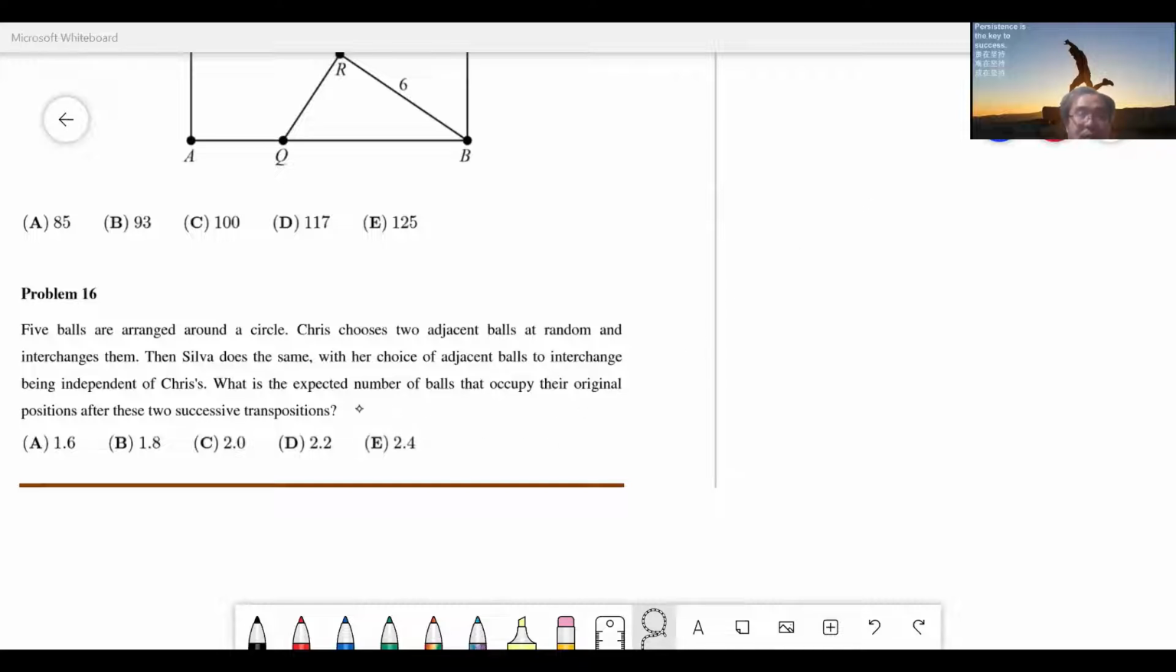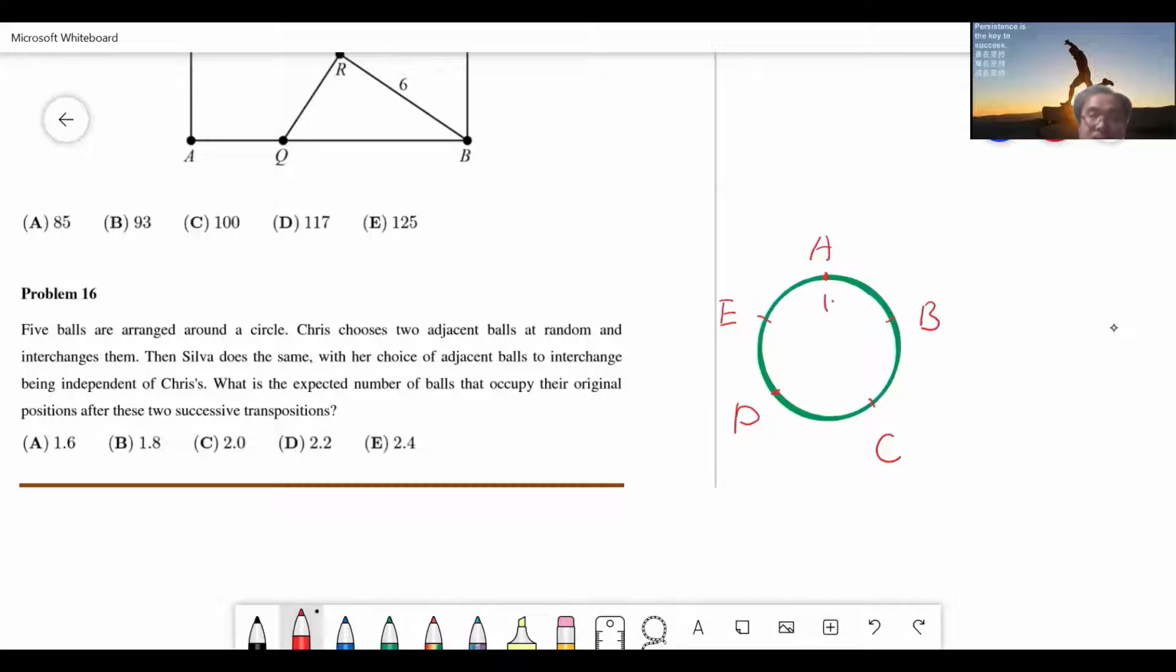Okay, so this is another expected value question. So let's draw a diagram and show each of the cases with their probability and the number of balls that remain in their positions. Let's see, these are 5 balls we call A, B, C, D, E. They are located in position 1, position 2, position 3, position 4, position 5.